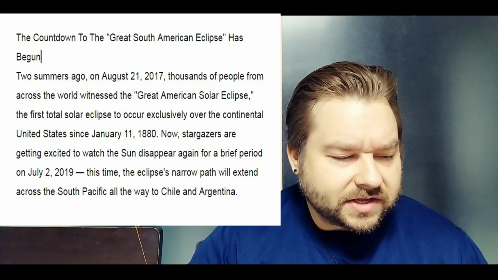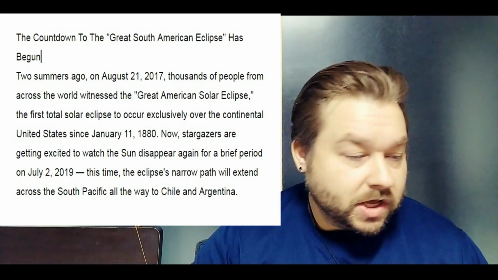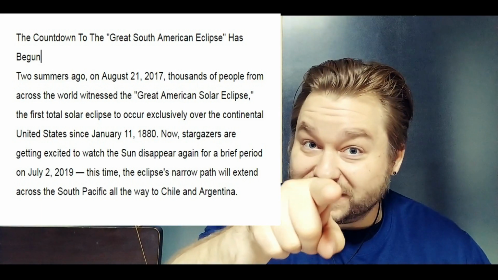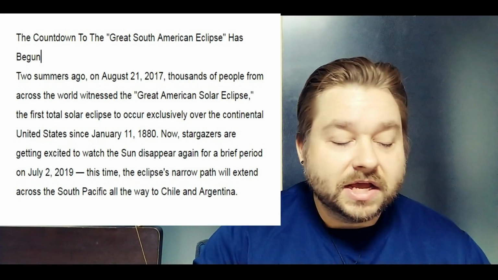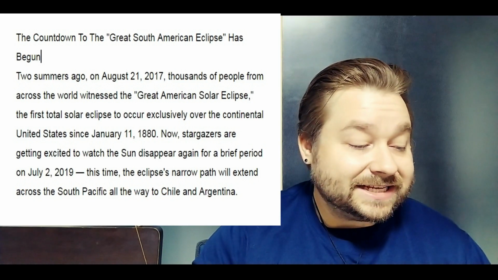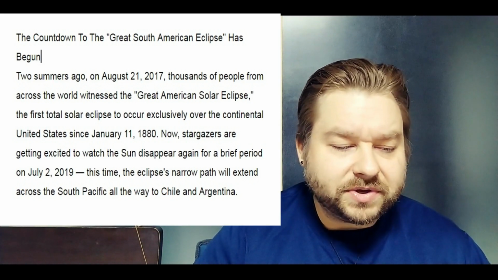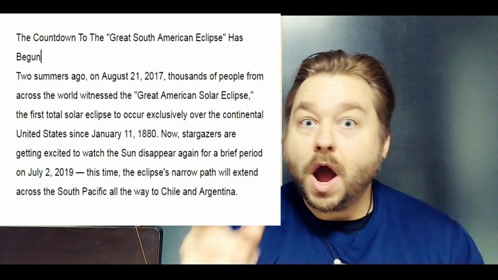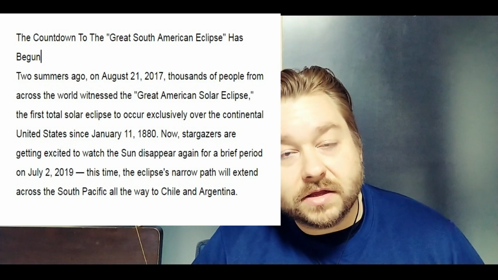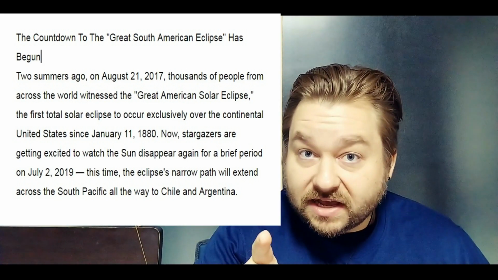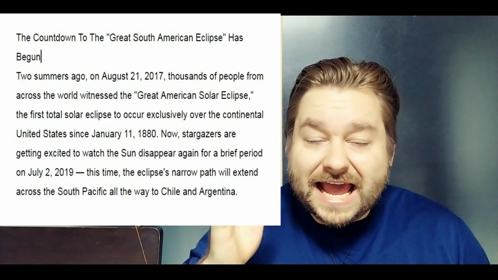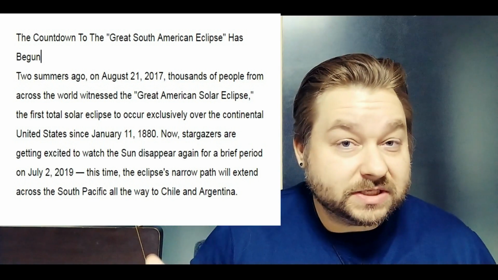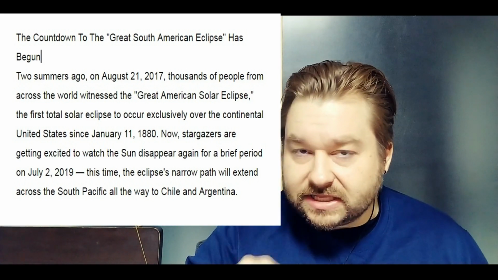Now, stargazers are getting excited to watch the sun disappear again for, right? You see the for. Bingo. Let's do it again. Now, stargazers are getting excited to watch the sun disappear again for a brief period on July 2nd, 2019. That sounded great, right? So what did we learn? We learned pause after the comma and pause anytime there is for, to, or because. Anytime we explain why. You're going to get these patterns.